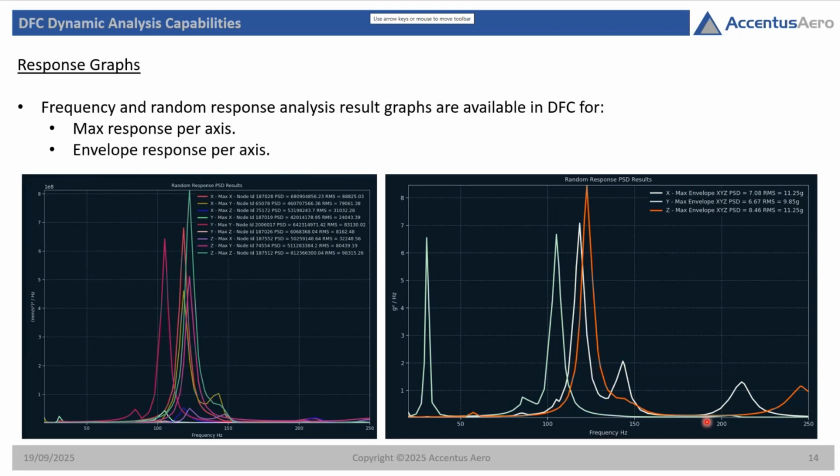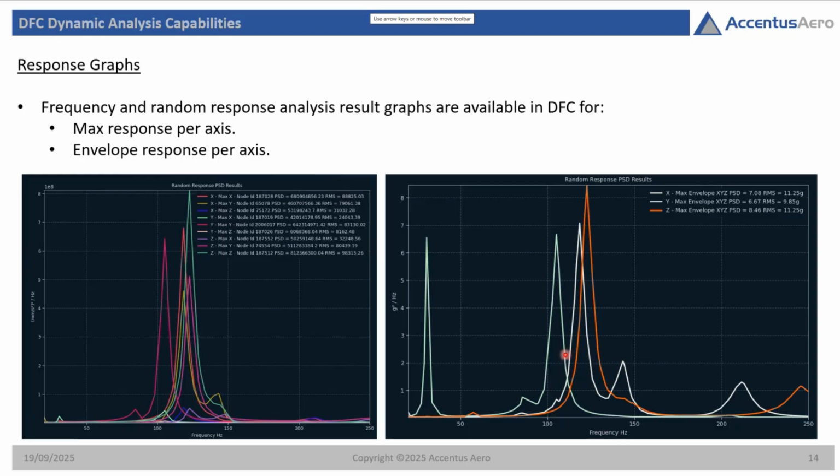Right, in terms of response graphs, typically what we can produce is the max response per axis. That will pick up the node ID where we have a max response for each of the axes, and we calculate the RMS values, etc. For random response analysis you can see your peaks, but this will just give you the maximum response for a specific node.